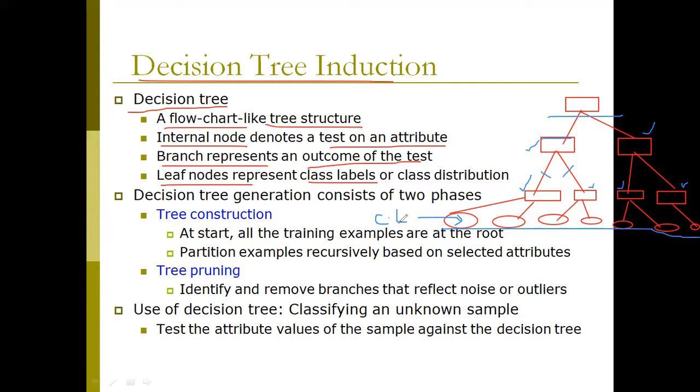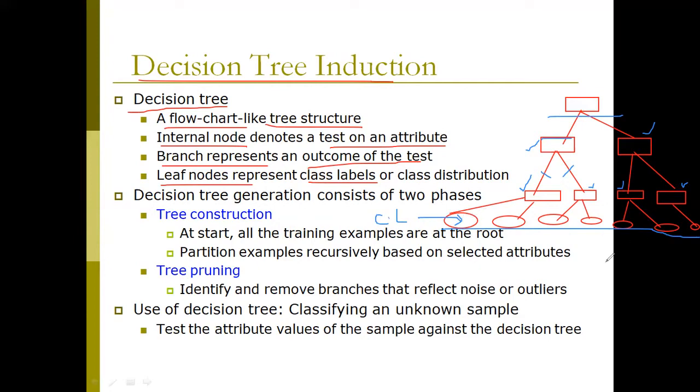Class labels in the sense, the results of a particular class attribute. What are the results which we want to find for that attribute? These leaf nodes only give the class labels, right? Yes, no, or male, female, or pass, fail. These are all some kind of outputs for the class attribute, isn't it?